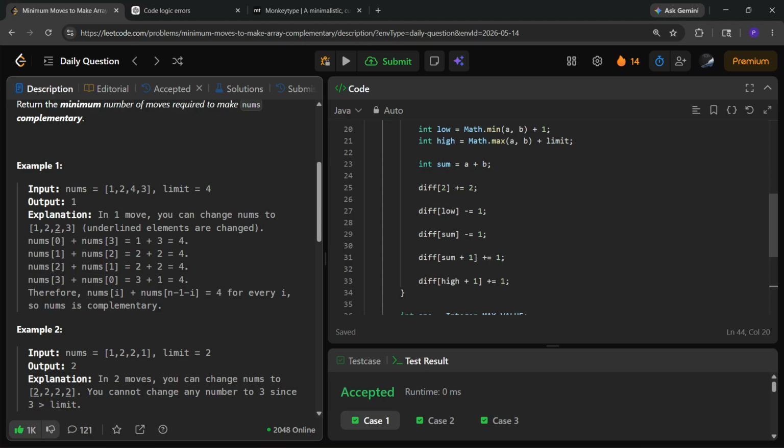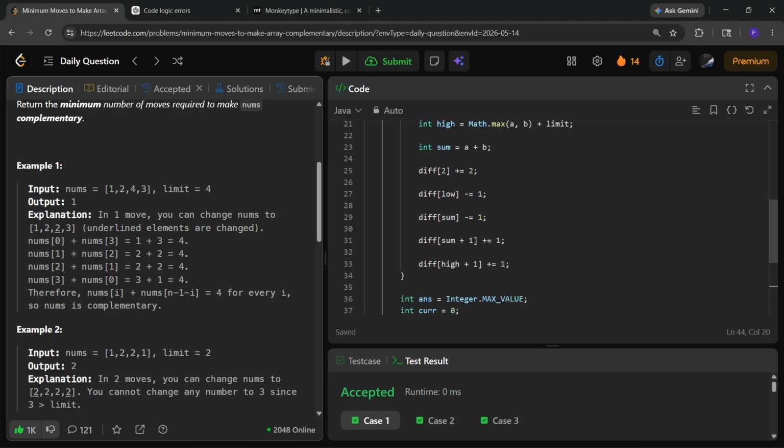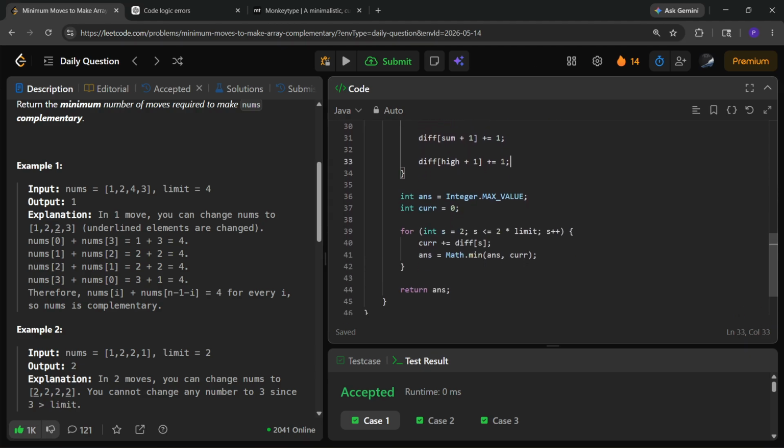Now that is minus 1. Sum plus 1, that is 7, is now plus 1. And high plus 1 is a 1. And it's less than n by 2, so everything is done. Now start iterating over here.